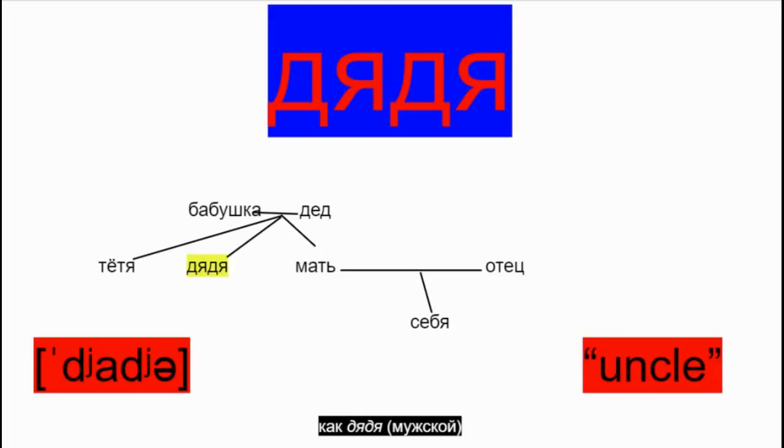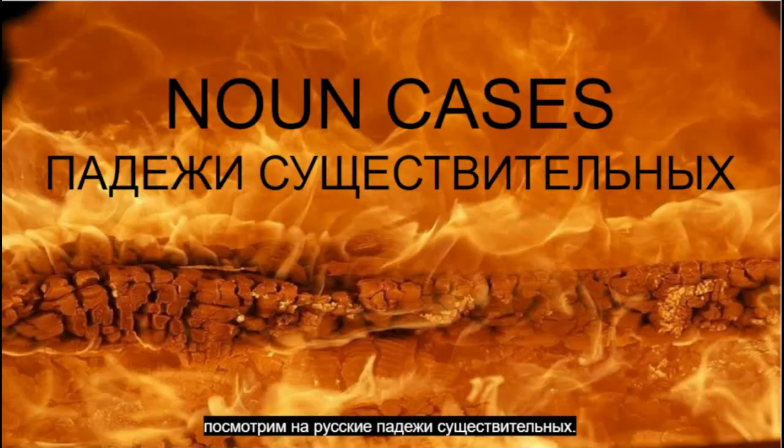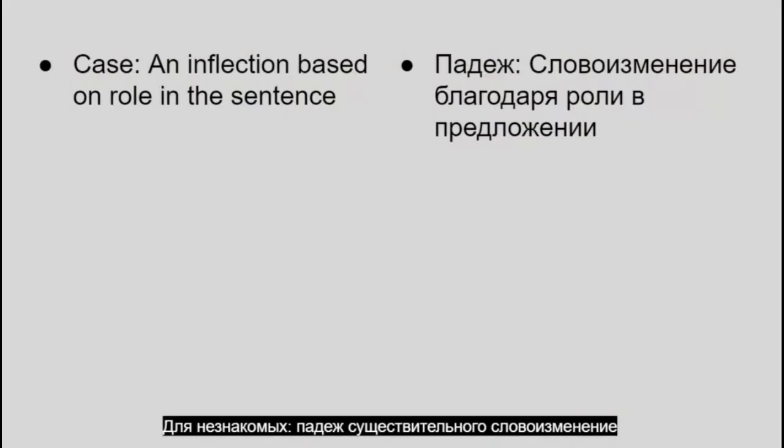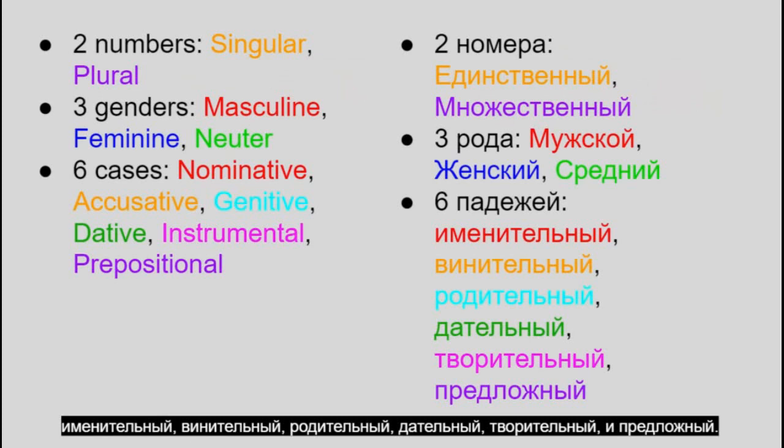There are also a few irregularly gendered nouns, mostly ending with а or я while not being feminine, like дядя, masculine, and время, neuter. Now, what I've been waiting to talk about for a while. Let's look into the Russian noun cases. For those unfamiliar, a noun case is an inflection made on a noun based on its role in the sentence. Russian nouns are inflected for 6 cases: nominative, accusative, genitive, dative, instrumental, and prepositional.